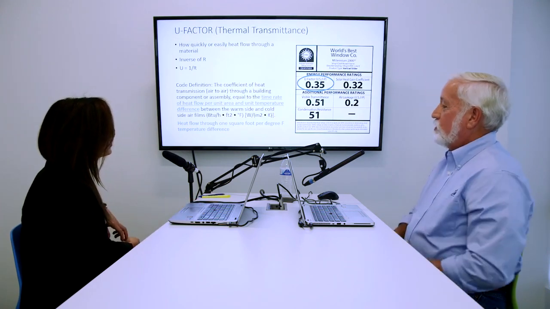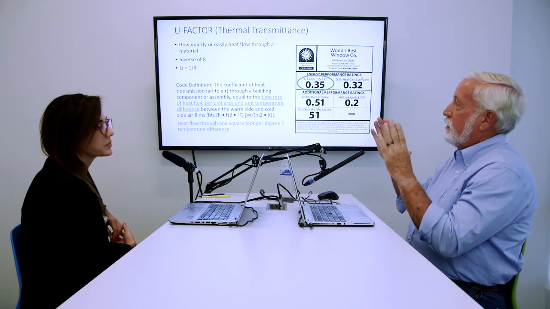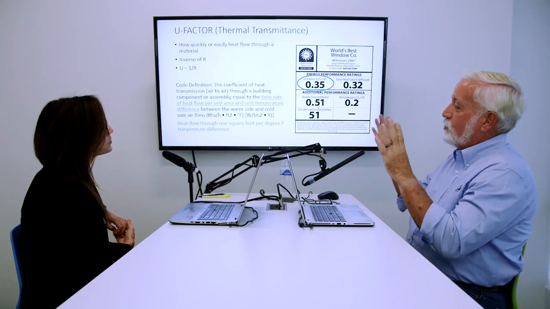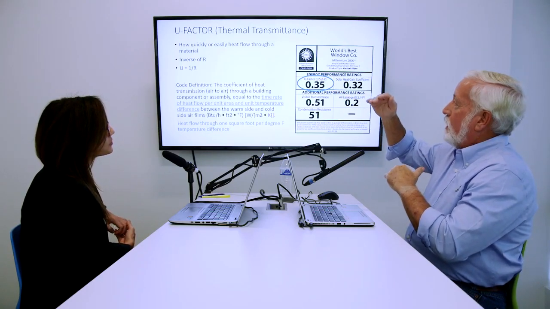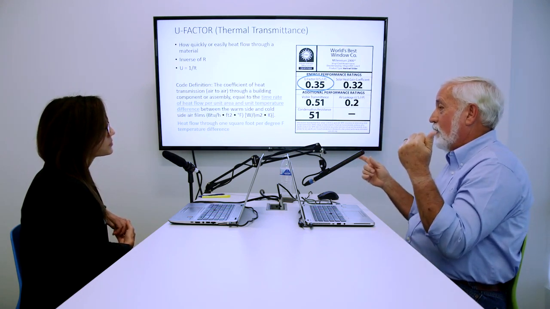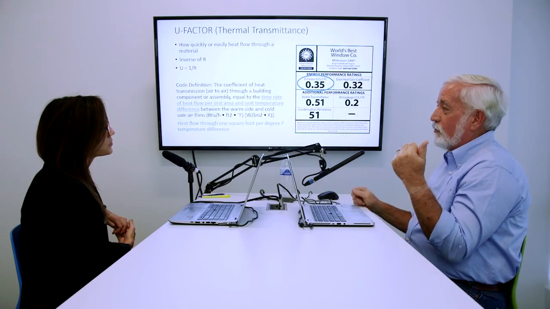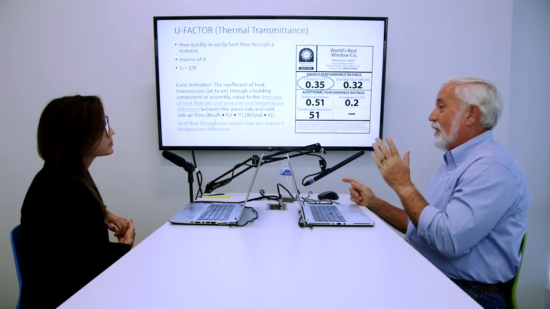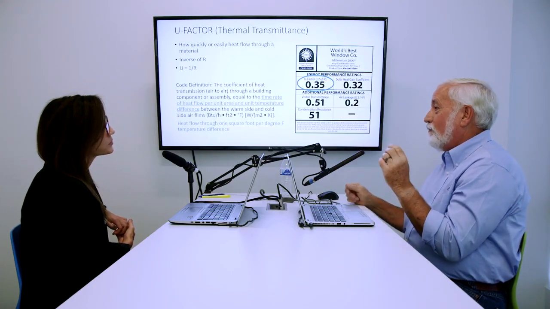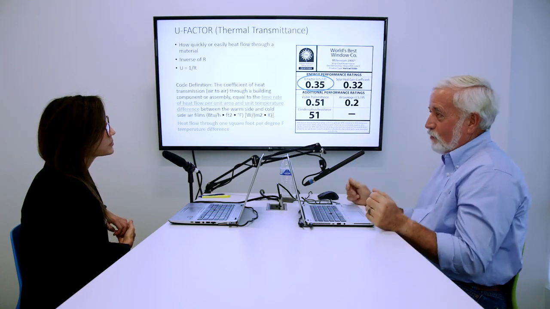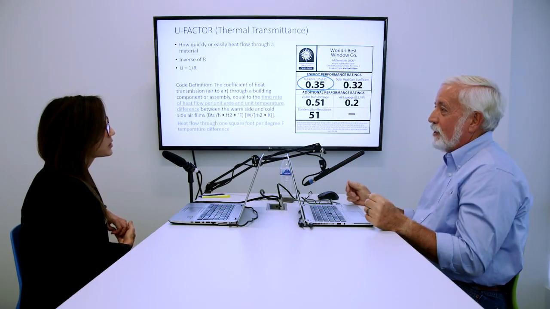temperature difference. So if I have 1 square foot of this window that has a U factor of 0.35, and it's 1 degree difference in temperature between inside and outside, I'll have 0.35 BTUs flow through it. If it's 10 degrees different between inside and outside, then I'll have 3.5 BTUs flow through that 1 square foot. And if it's 100 degrees difference in temperature, then I'd have 35 BTUs flow through that 1 square foot.